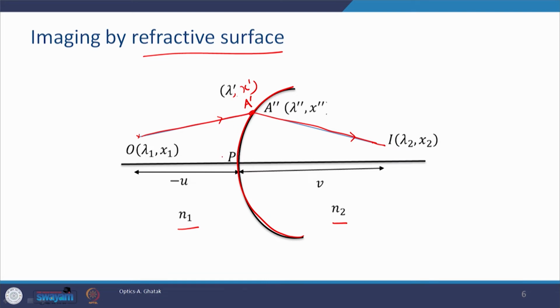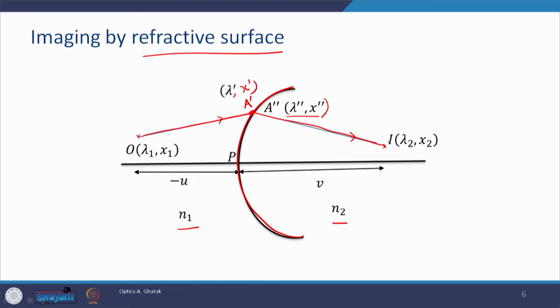of this curved sphere, and it is situated such that on reaching point A prime, the ray only undergoes translation, and from A prime to A double prime, the ray undergoes refraction, and the coordinate of A double prime is lambda double prime, x double prime. Okay. After emerging at point A double prime, the ray undergoes a pure translation, and through translation it reaches point I, whose coordinates are lambda 2, x2.